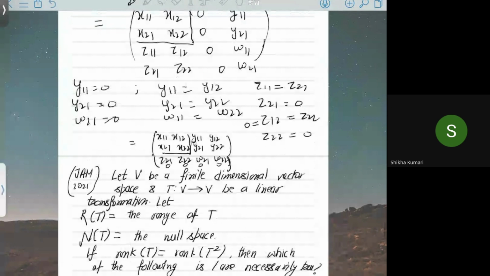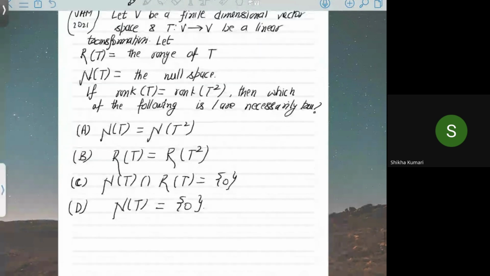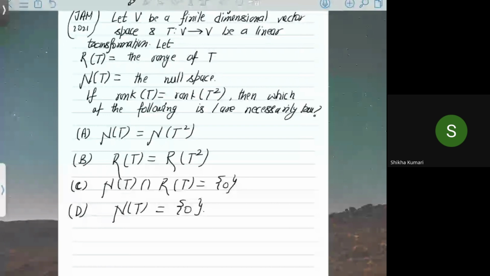Okay. This question is interesting and the answer is very cute. So this says that let V be a finite dimensional vector space and T from V to V be a linear transformation. Okay, so V is a finite dimensional vector space. R(T) denotes the range of T and N(T) denotes the null space. Everybody knows the null space. This is by definition all those v in V such that Tv is 0.